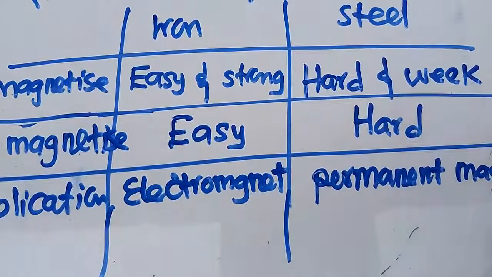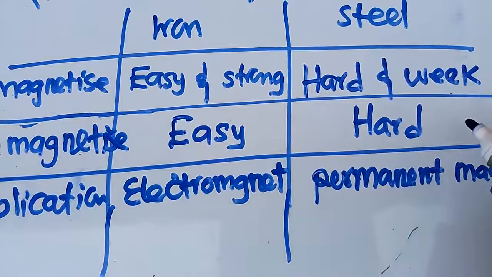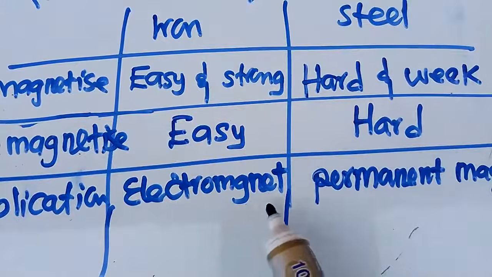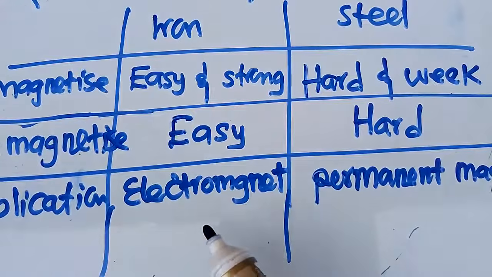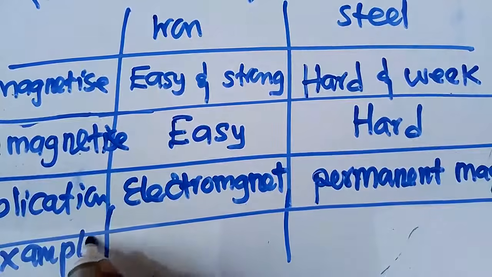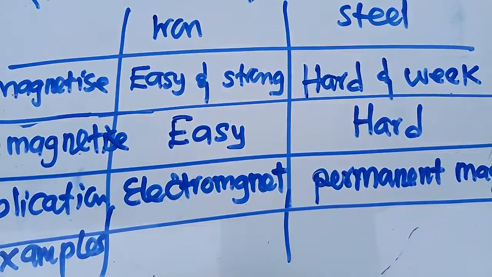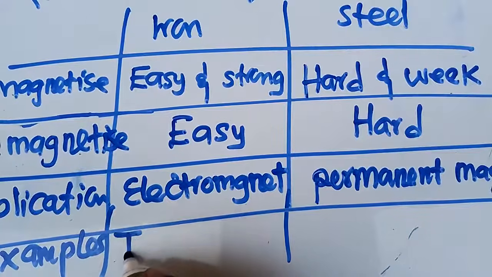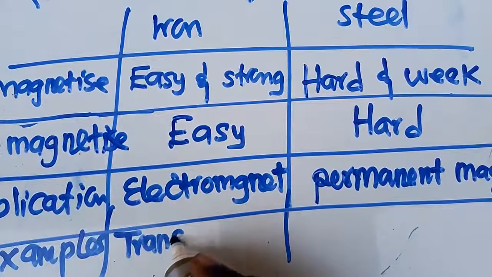Whenever we want to make a permanent magnet, we use steel. But these ones, electromagnets. Have you seen an electromagnet? What are some of the examples of these two? One of the examples is the transformer, that's where you find this.